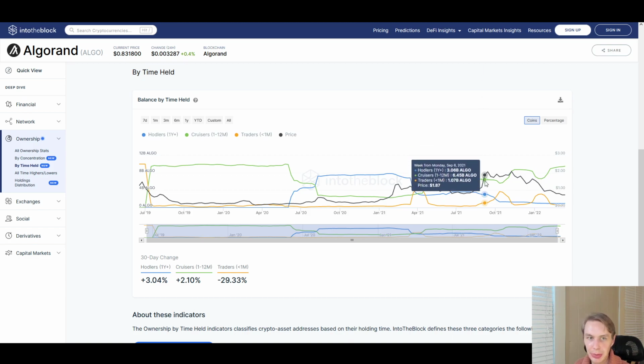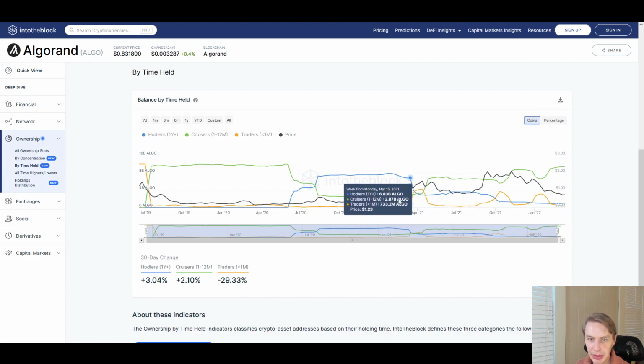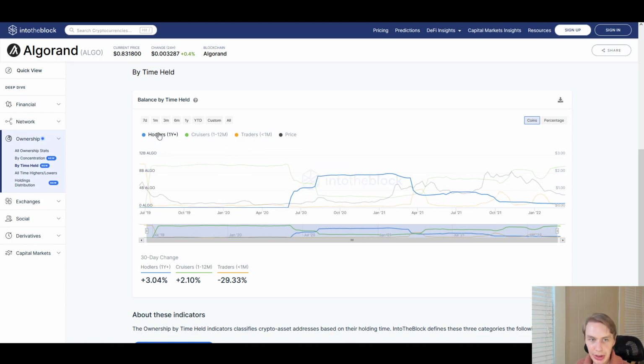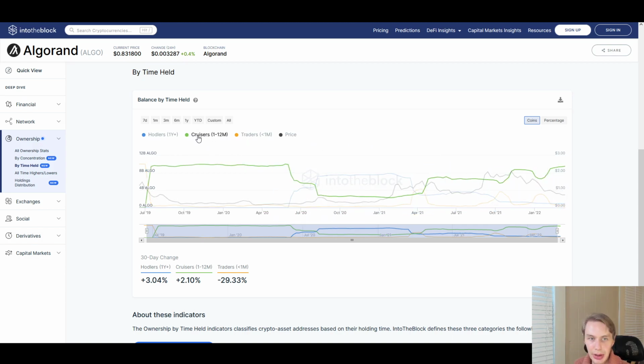Now, the final thing I did just want to show here, and this is kind of throwing away this kind of biased view of just the number of addresses at different time frames. This is looking at just the balance of ALGO in different time frames. So people who've been holding the token for a year or more, one month to 12 months, or the traders who are here in orange. And what you'll see is that right now, the vast majority of people holding ALGO are these cruisers, as IntoTheBlock defines it, these 1 to 12 months.